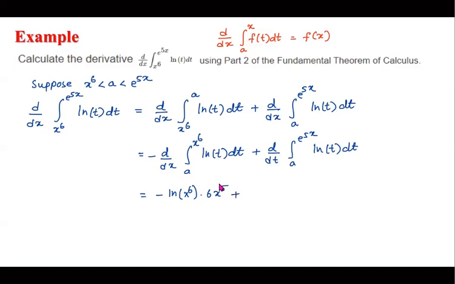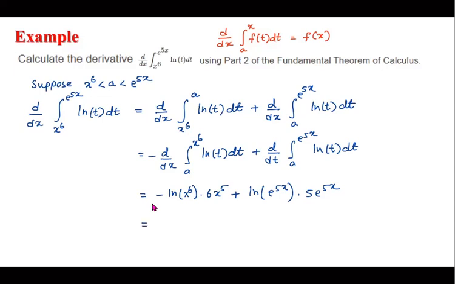Then plus the second one, you do the same thing. So over here, in place of t, we plug in e to the 5x. So it becomes natural log of e to the 5x, multiplied by the derivative of e to the 5x, which is equal to 5e to the 5x, because the derivative of e to the 5x is 5e to the 5x. Now I can write this one in front.